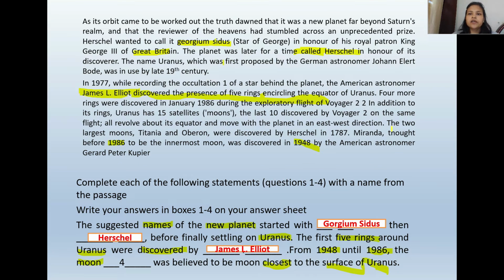Let's read. The two largest moons, Titania and Oberon, were discovered by Herschel in the 1780s. Miranda, thought before 1986 to be the innermost moon, was discovered in 1948 by this astronomer. Which is the moon? This one. Let me give you an important tip. When you find the keyword or a synonym of the keyword, just read one sentence above and below that keyword. That would give you an ace to find the answer, right?